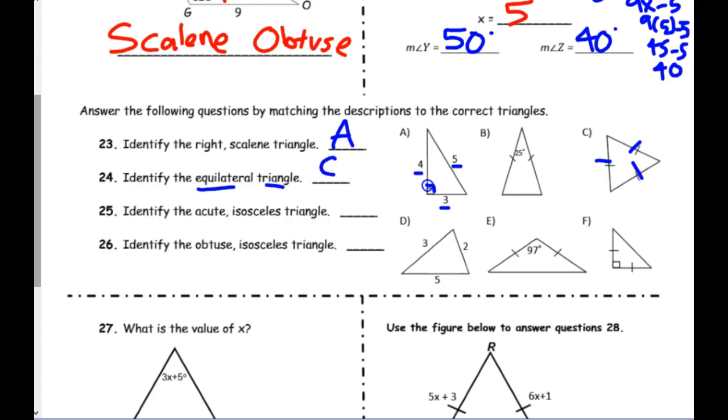Acute isosceles. So, I see three different isosceles, B, E, and F, but I see here acute and isosceles. They're all acute. Letter B. And then obtuse isosceles, greater than 90. So isosceles and 97. So yeah, letter E.